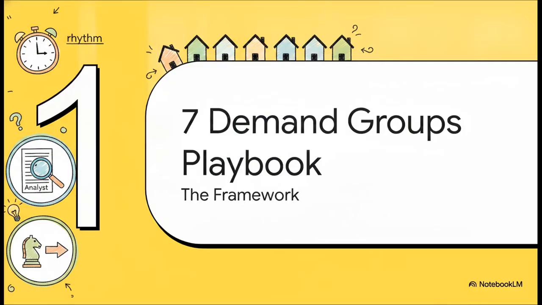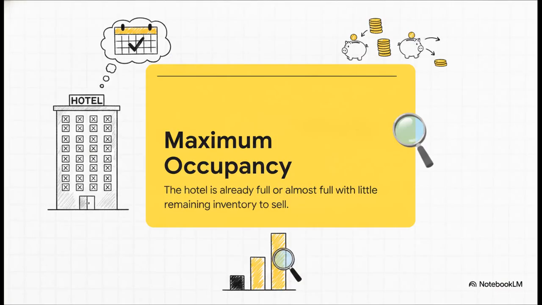Now, to make this super systematic, I'm going to put on my analyst hat for each group. I'll be defining the core definition and the business condition for you. Sounds good. And I'll step in right after as the strategist, delivering the tactical, boots-on-the-ground main actions you actually need to take. Let's kick things off with Group 1, maximum occupancy.